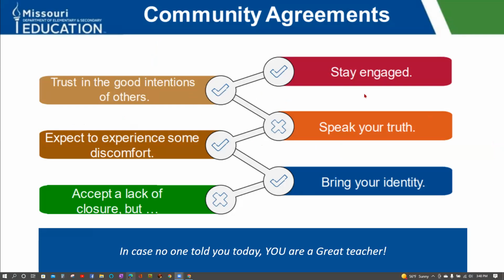As always, our same community agreements. We're going to stay engaged and trust in the good intentions. Feel free to speak your truth. Expect a little bit of discomfort if you disagree. That's okay. We're bringing our own identities and we're accepting a lack of closure, but we'll do our best. And I added a quote down here at the bottom: in case no one told you today, you are a great teacher. And I truly believe that. Oh, all of you.